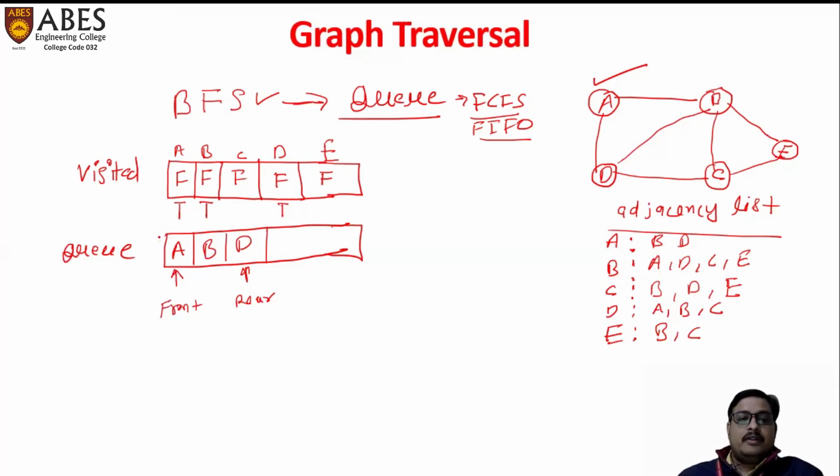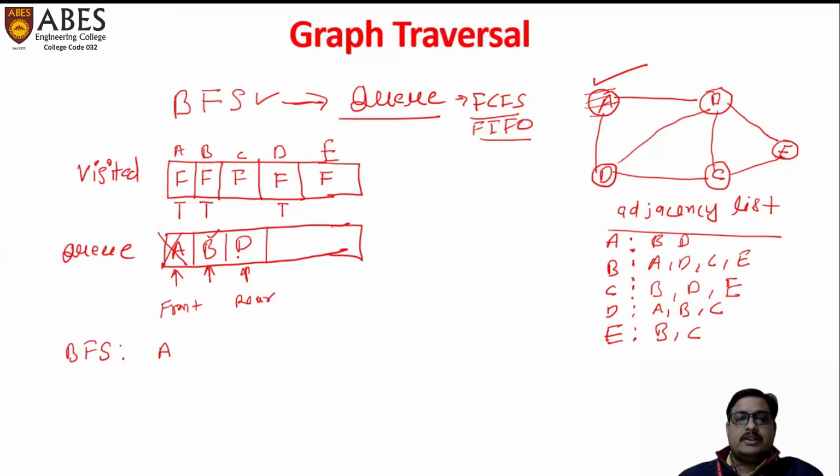And now what we have done, we have just popped out this A from the queue and added it in the BFS list. So A is here. And in the graph, we can mark it as shaded. Now the front is here. Now we'll again repeat this process.